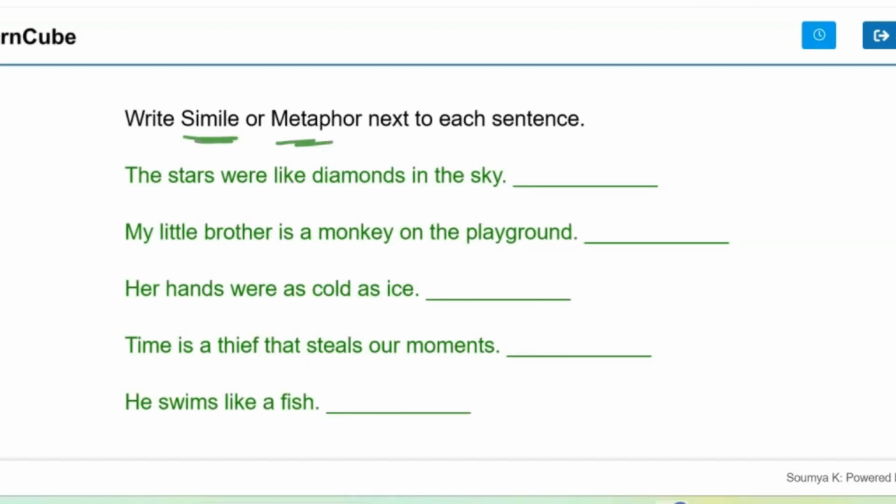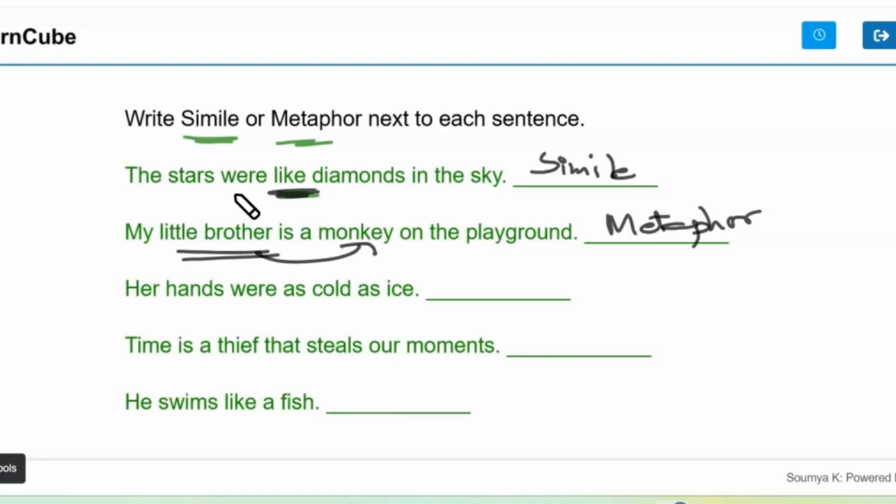Let's move on to the next exercise, that is to write simile or metaphor next to each sentence. So, the stars were like diamonds in the sky. The word "like" is used here. Stars were like diamonds in the sky. So you can see here the word "like" is used, so it belongs to simile. My little brother is a monkey. Brother is compared to a monkey without any special effects or special words. So in this case it is a metaphor.